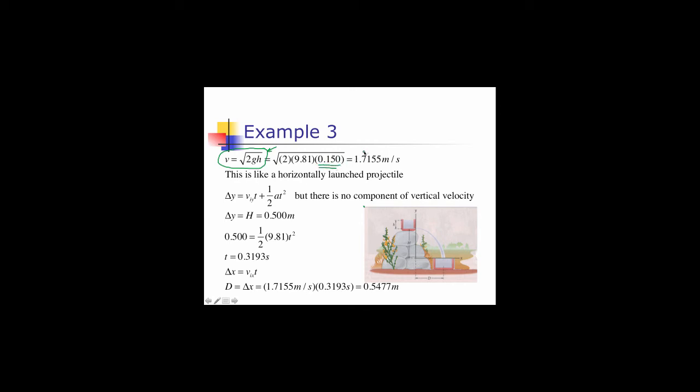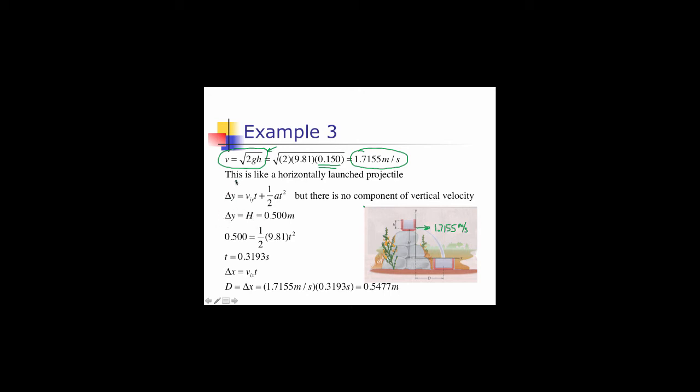So I find the velocity of the water coming out of the top can to be 1.7155 meters per second. Now, certainly if you were to write that on the AP test, I think you should use sig figs, but I keep that to do the rest of my problem.